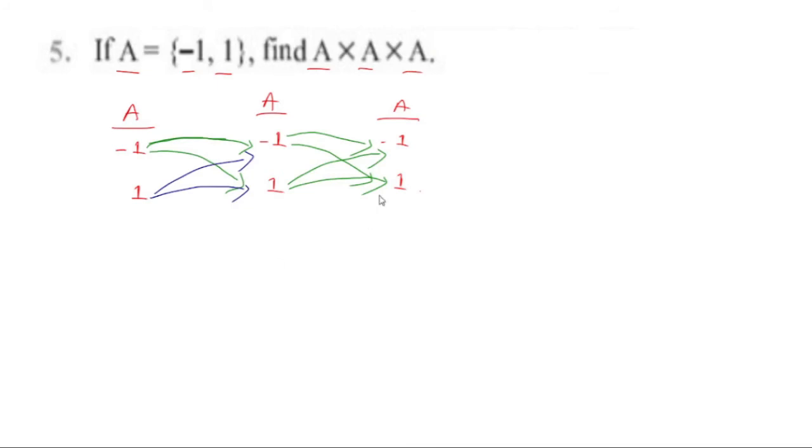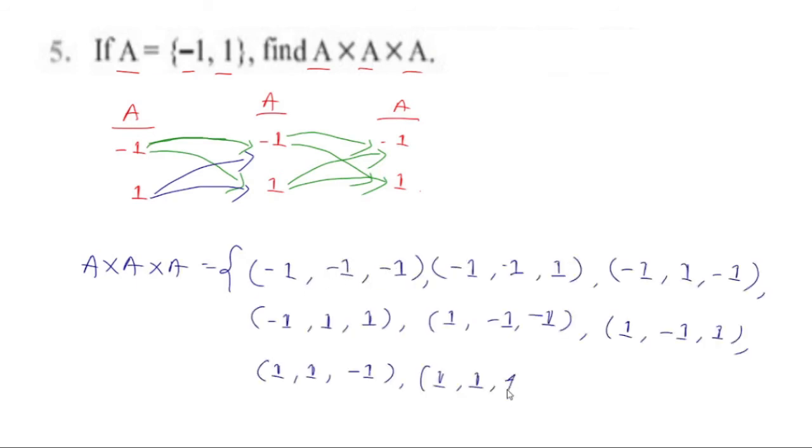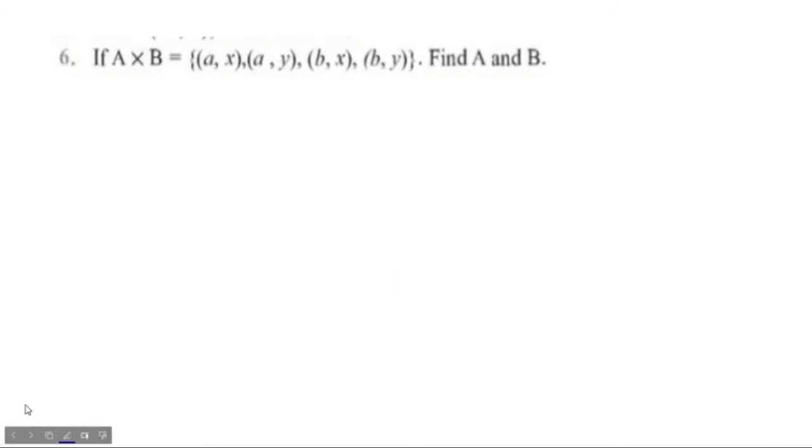So in this manner, I can pair A cross A cross A. So I can write A cross A cross A as, so this is the answer, A cross A cross A. In this way, you can pair the set A 3 times. You just note down the pattern I have followed here to find A cross A cross A. Okay, so this will be the answer.